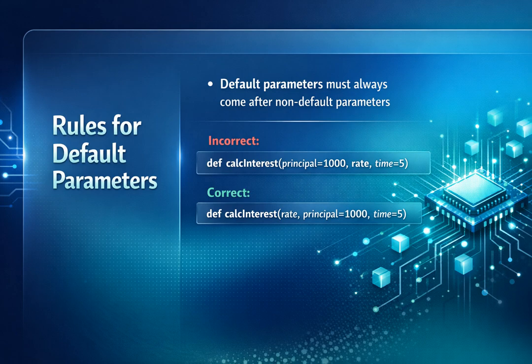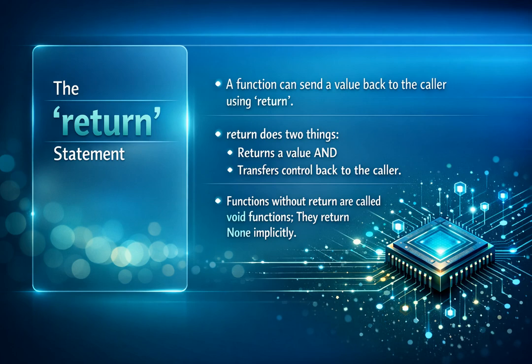The return statement serves two purposes. It sends a value back to the caller, and it immediately transfers control back to the calling code. Functions without a return statement are called void functions and implicitly return the special value None.